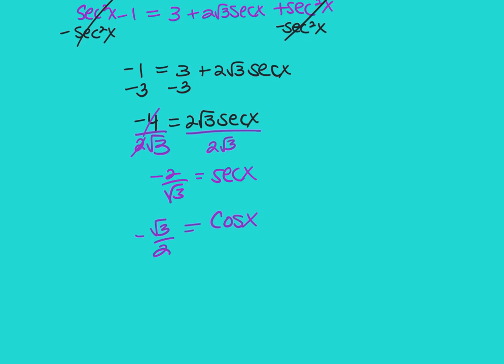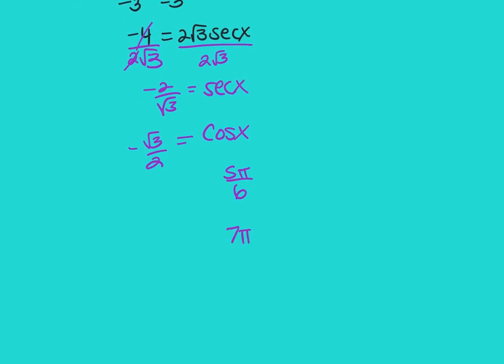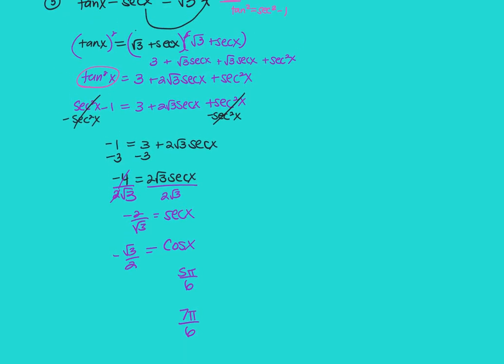All right, but wait, I'm not done, right? So then you have to find where cosine is negative. That happens at 5 pi over 6, and it's negative in the third quadrant at 7 pi over 6. And then it depends on the instructions, right? If it said 0 to 2 pi, I'm done. If it doesn't say 0 to 2 pi, then I have to add 2n pi.